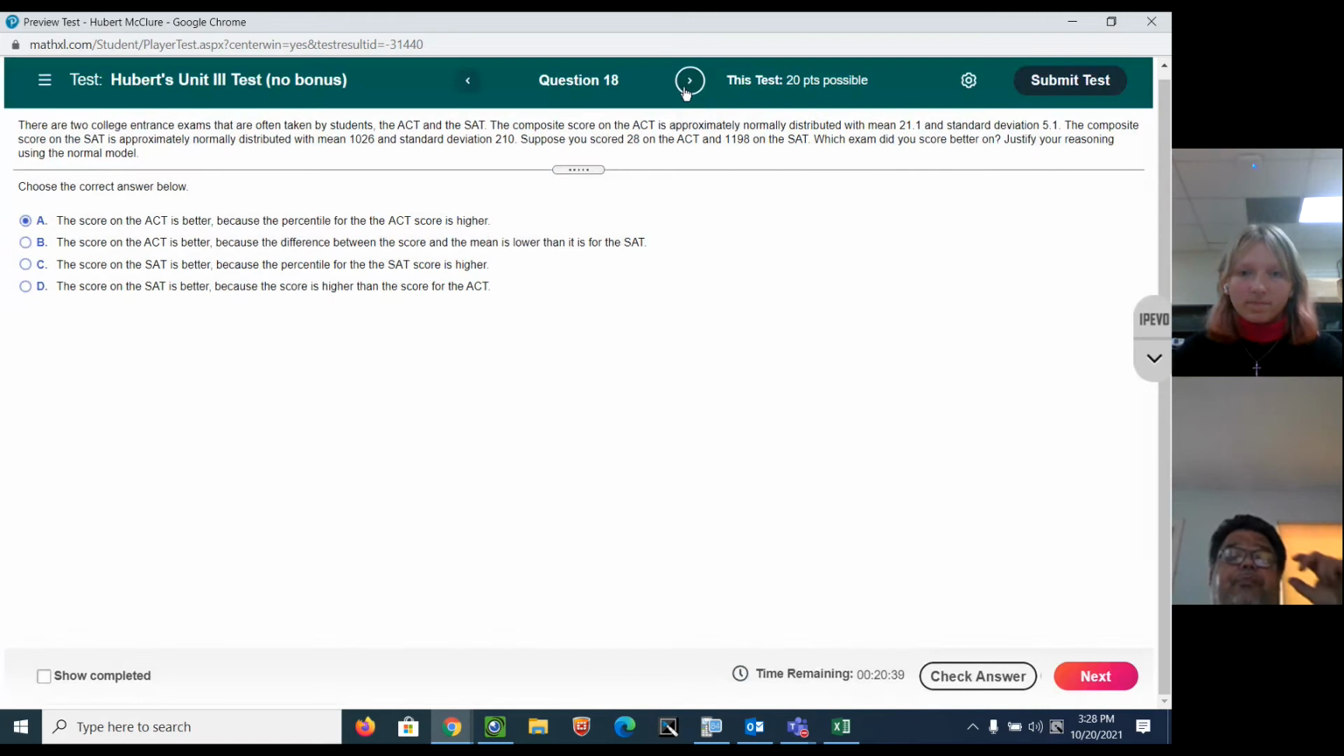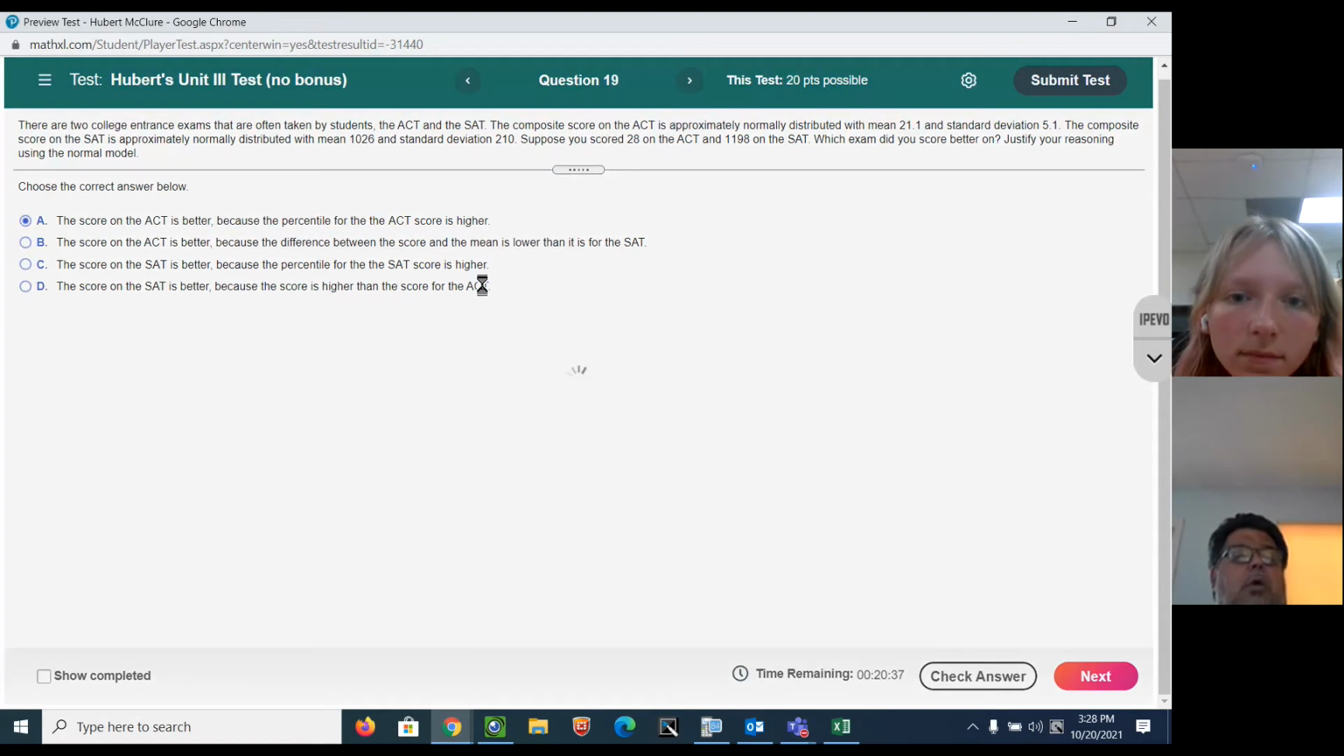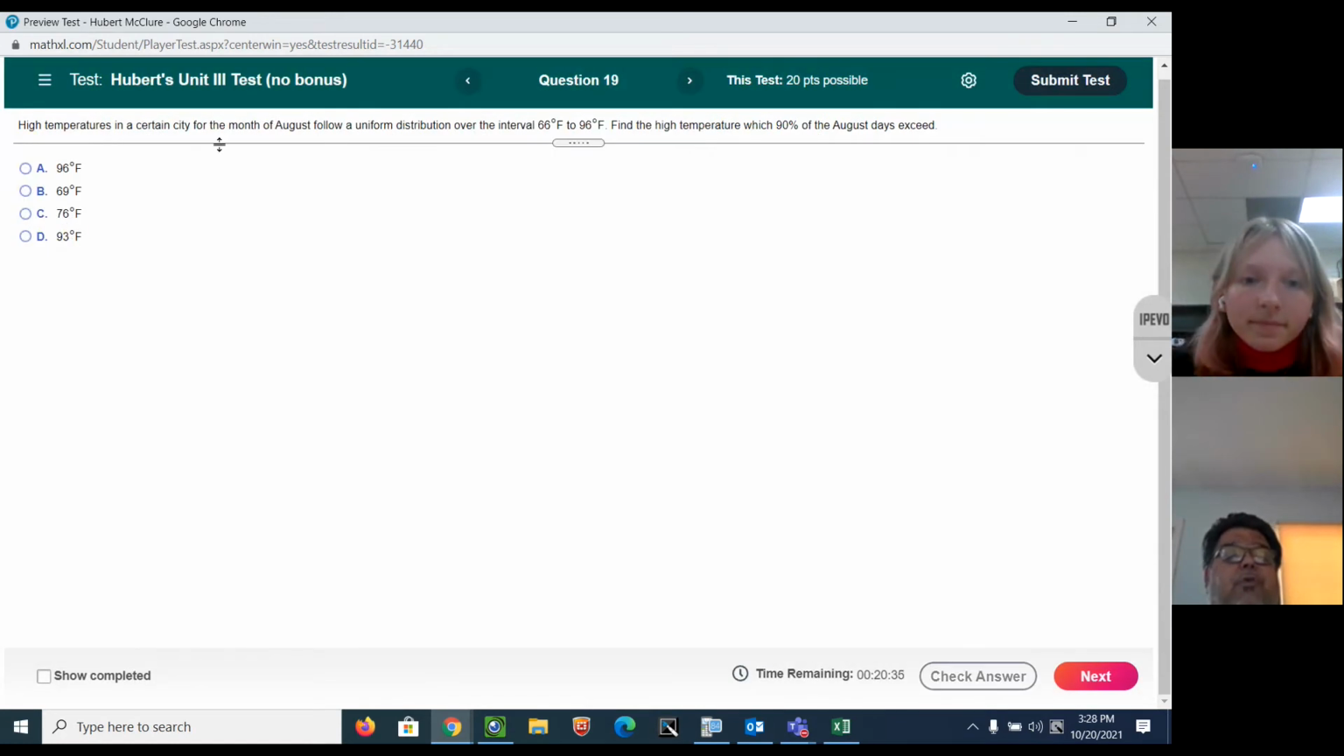Next question. High temperature in a city for the month of August follow a uniform distribution over the interval from 66 to 96. For the high temperature, which 90% of August days exceed.